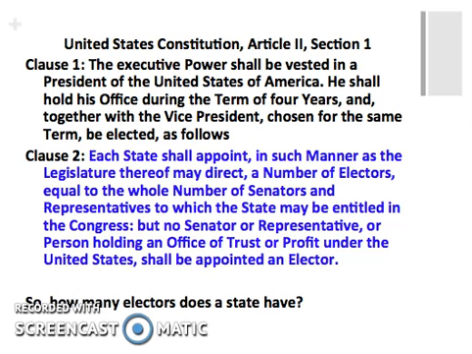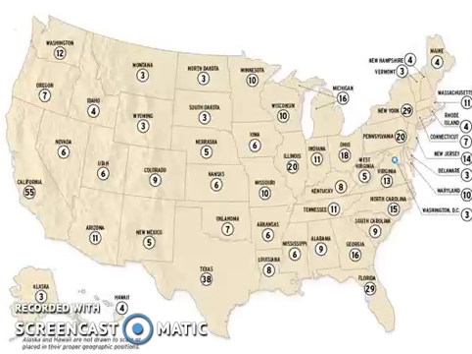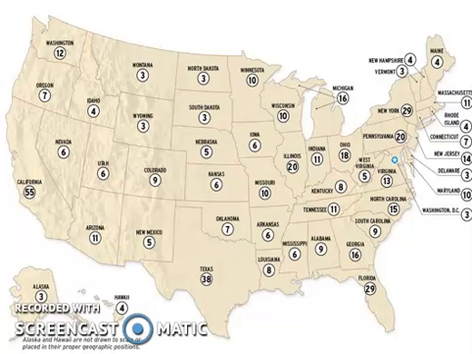How does this happen? Each state shall appoint in such manner as the legislature thereof may direct, a number of electors equal to the number of senators and representatives to which the state might be entitled in Congress. So what that means is we add up the number of senators, which every state has 2, and the number of representatives. That number is going to vary based on the population or the number of people within a state. So each state has a different number of Electoral College votes. The map that shows us how many each state has is in front of you right now.